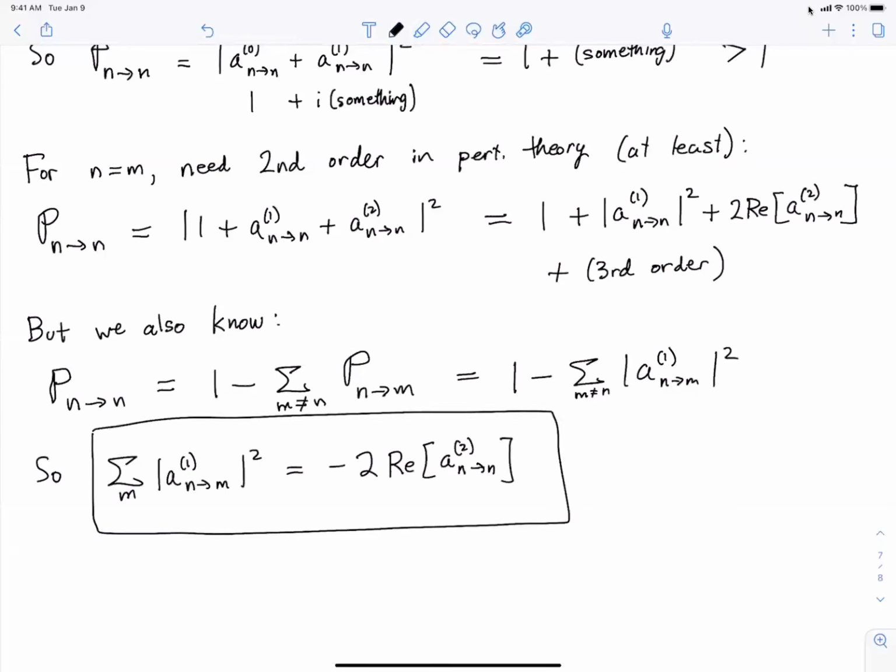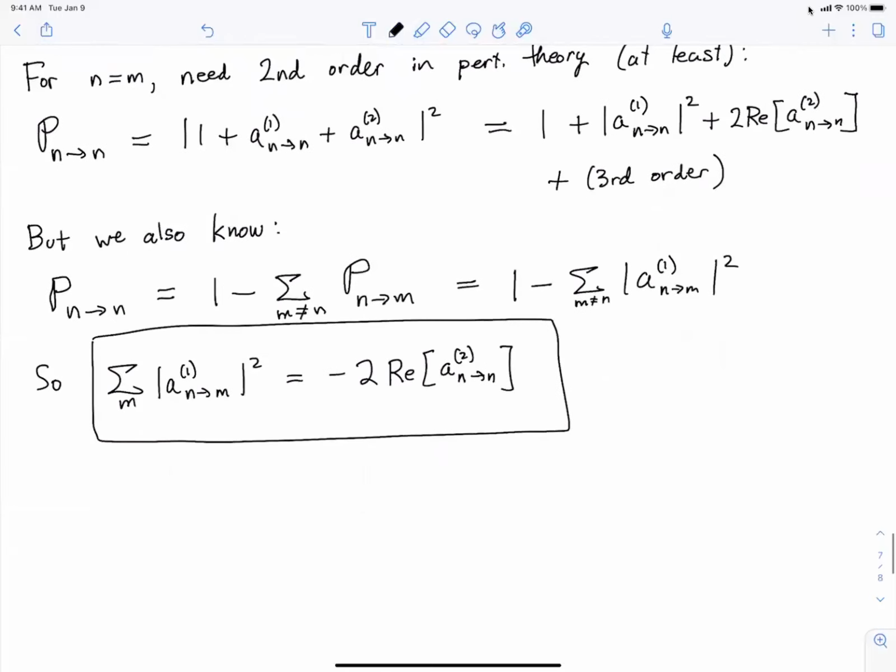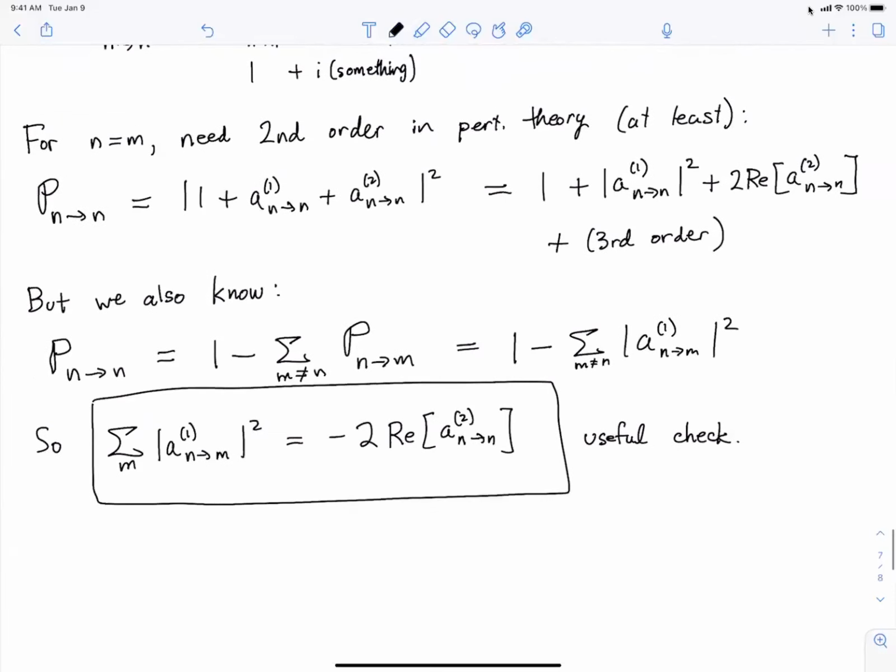Okay, so that's a general formula, and if you need to do second order in perturbation theory, this is a useful check on problems like that. Okay, any questions so far on what we've done with first order perturbation theory?